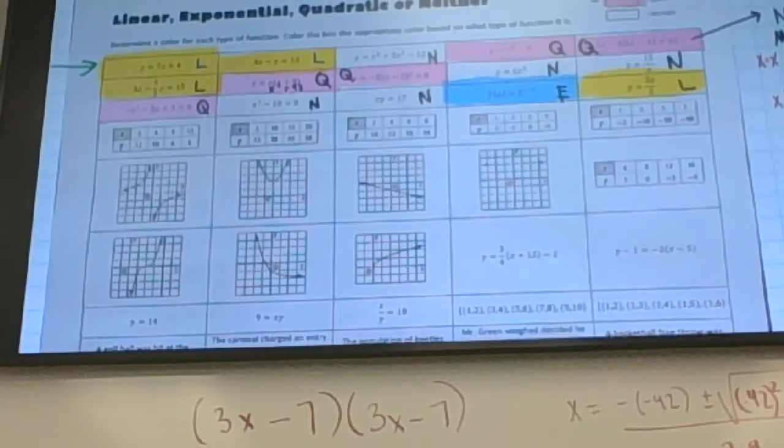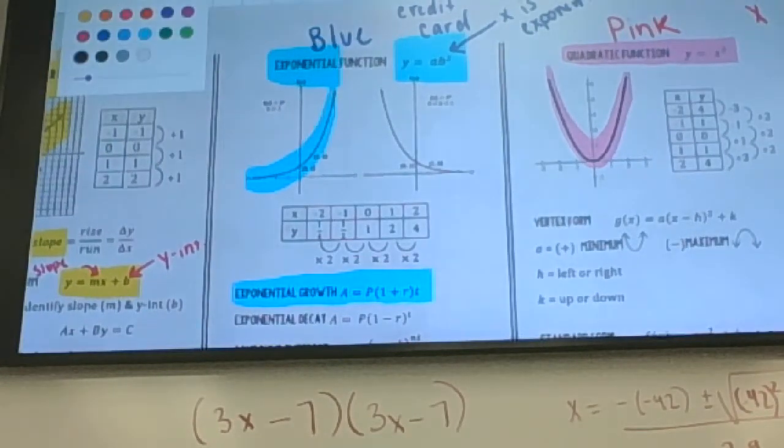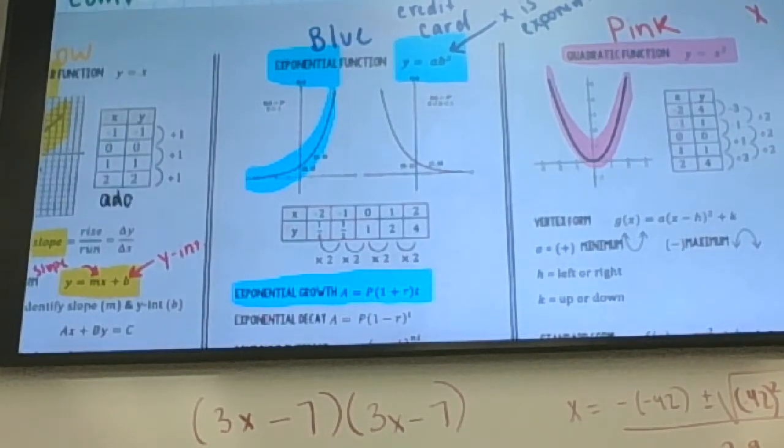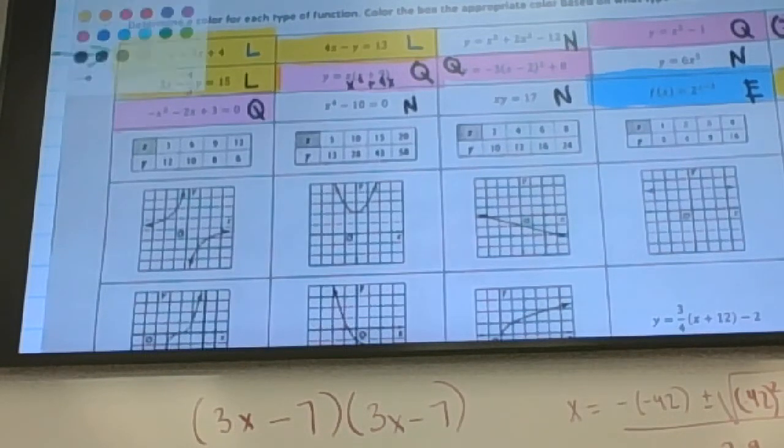All right, how are we going to determine from a table? Keep in mind, from a table, if it's adding, it's linear. If it's multiplying or dividing, it's exponential. Because it's plus or minus, that first one is linear.